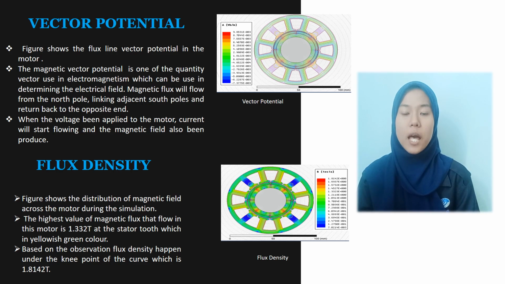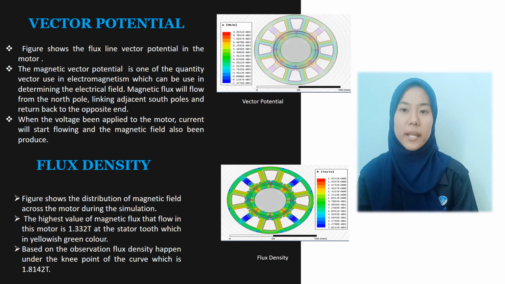electrical field. Magnetic flux will flow from the north pole, linking adjacent south poles and return back to the opposite end. When voltage is applied to the motor, current will start flowing and a magnetic field is also produced.